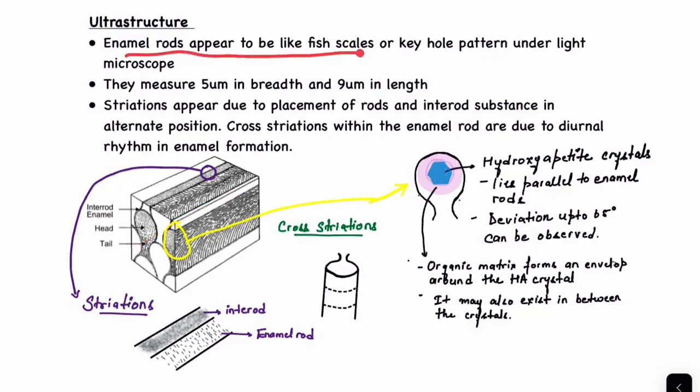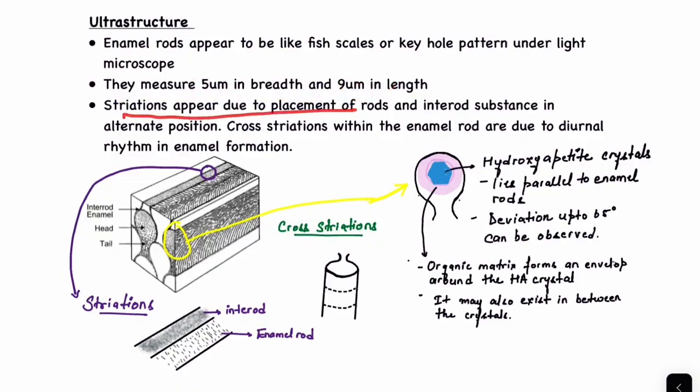Enamel rods appear like fish scales or a keyhole pattern under a light microscope. So when a picture of enamel is taken, it appears kind of like this. I should have inserted a picture. It will appear like fish scales or a keyhole pattern. Why it's called a keyhole pattern, I'll explain right now. They measure 5 micrometers in breadth and 9 micrometers in length.